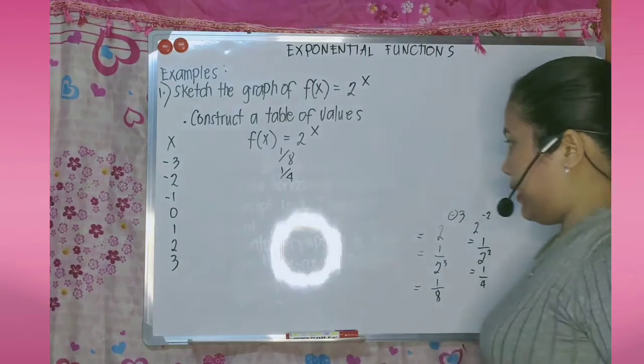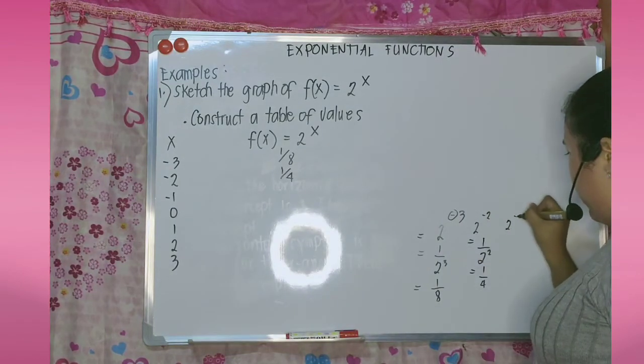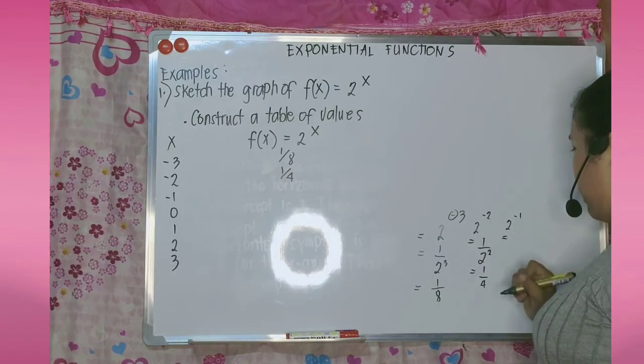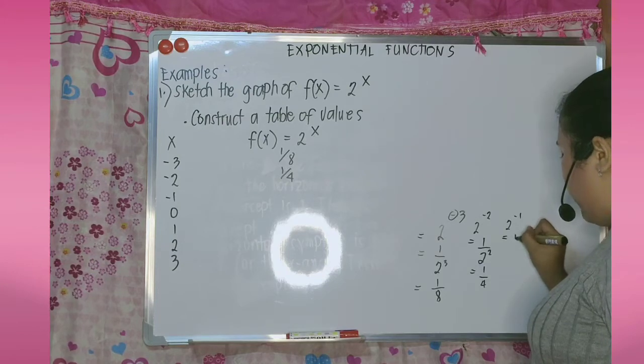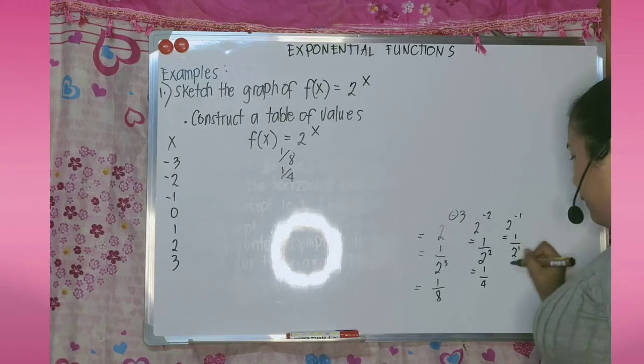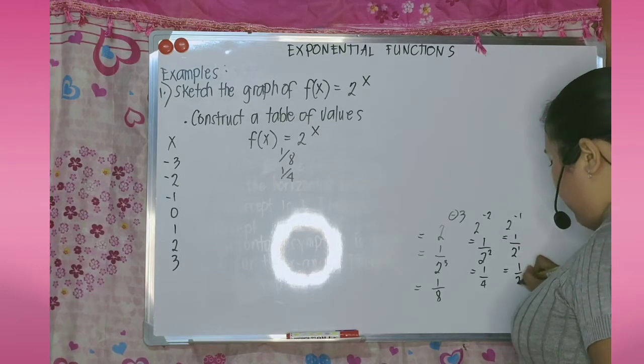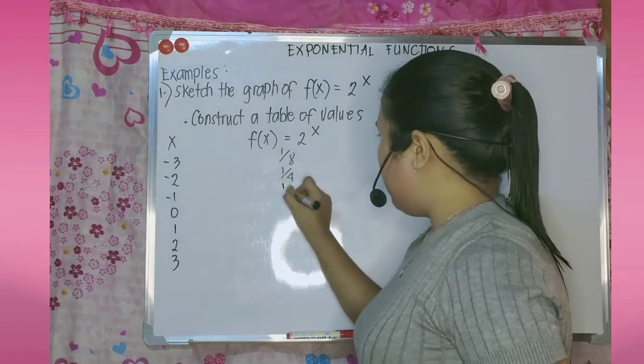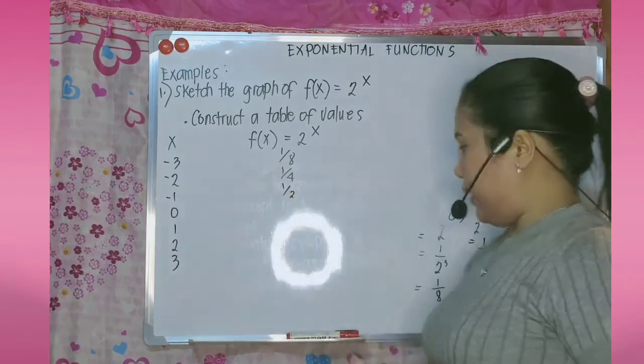Gamitin naman natin is negative 1. So, 2 raised to negative 1. Okay po? Meron tayong 1 over 2, then ilagay pa rin natin yung 1. So our answer is 1/2. Ilagay na natin siya dito, 1/2. Now, let's proceed with 0.